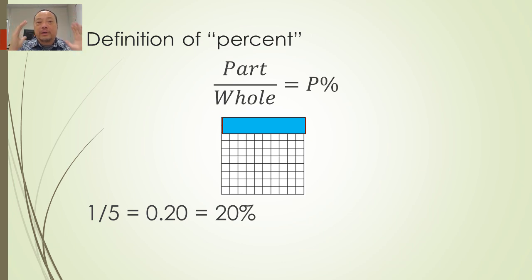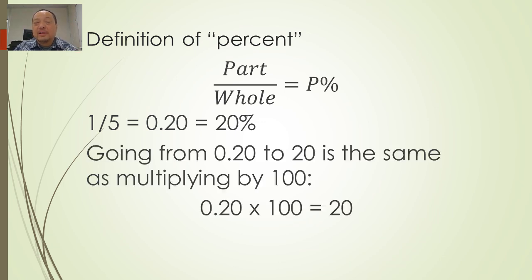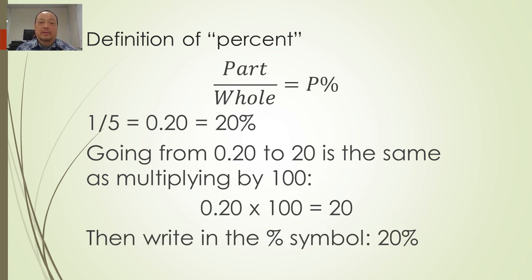The part divided by the whole equals a number, usually a decimal, and then converted to a percent. 1 divided by 5 equals 0.2, which equals 20% after I move the decimal point 2 places to the right, yeah? Let's remove that diagram. I go from 0.2 to 20 by moving the decimal point 2 places. But moving the decimal point 2 places to the right is also the same as multiplying by 100. 0.2 times 100 is equal to 20. And then I write in the percent symbol.